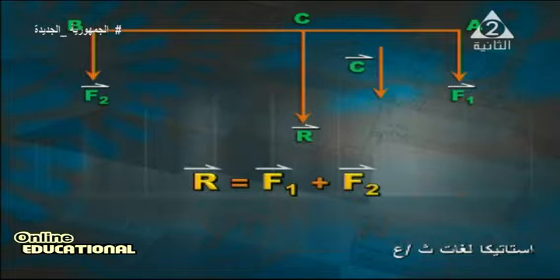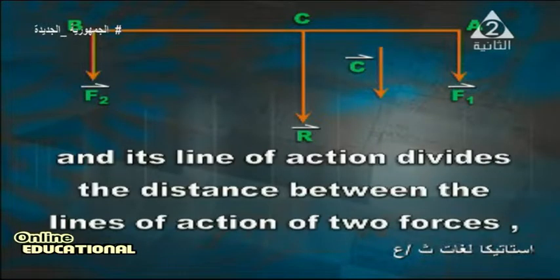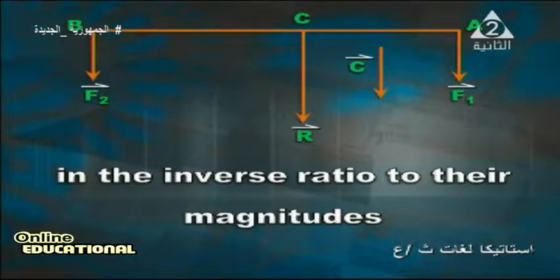My dear student, R equals F1 plus F2, but its line of action divides the distance between the lines of action of the two forces in the inverse ratio to their magnitudes. What do you mean, my dear student? We know that F1 times AC equals F2 times BC. Therefore, F1 over F2 equals BC over AC.